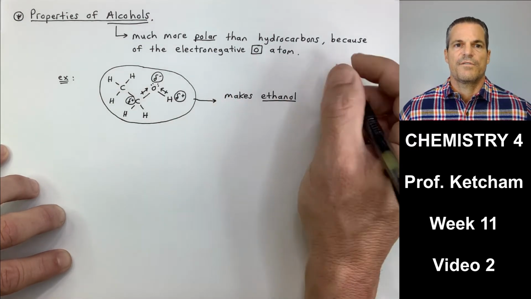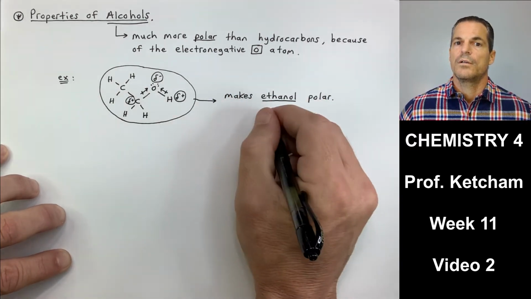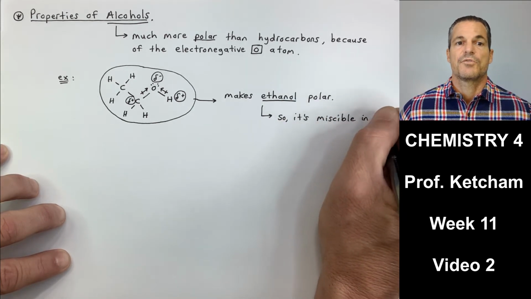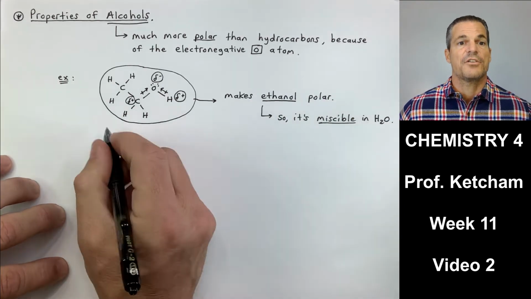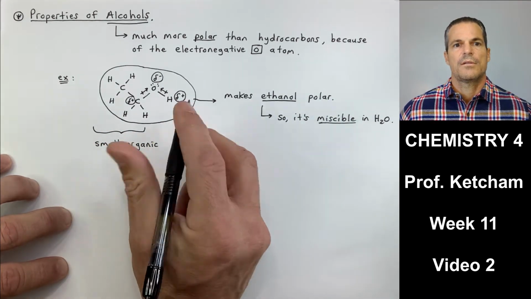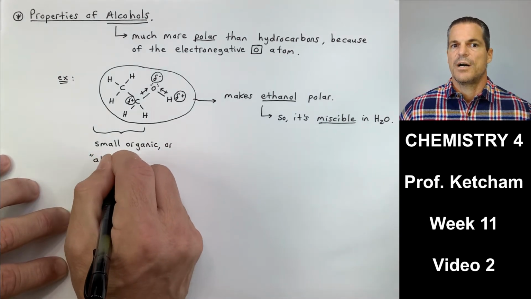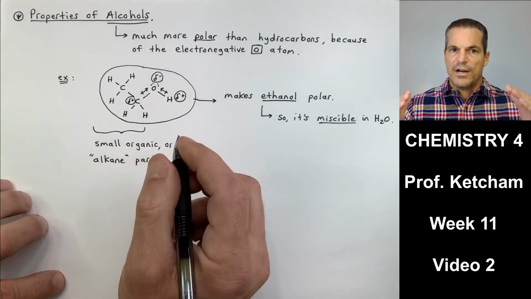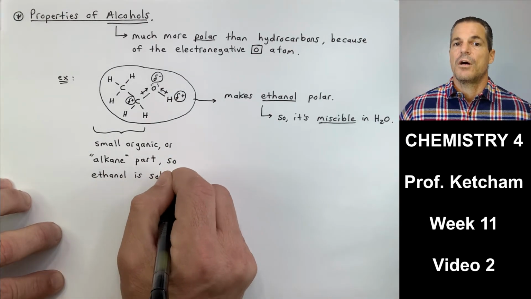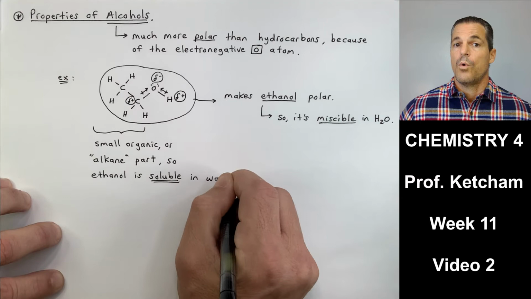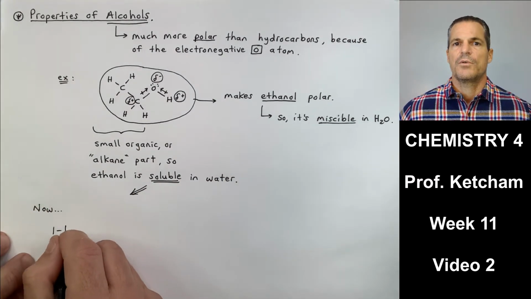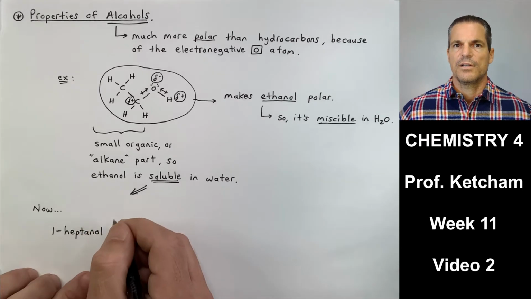So alcohols, at the very top, it says much more polar than hydrocarbons because of the electronegative oxygen atom. And I've drawn out, what's the example I've drawn here? Ethanol. You see the carbon-oxygen bond has a dipole moment. The oxygen-hydrogen bond has a dipole moment. So we have a polarity in the direction of the oxygen. That makes ethanol polar. And if it's polar and water is also polar, the two are going to be miscible. Ethanol, which is drinking alcohol, is clearly soluble in water.